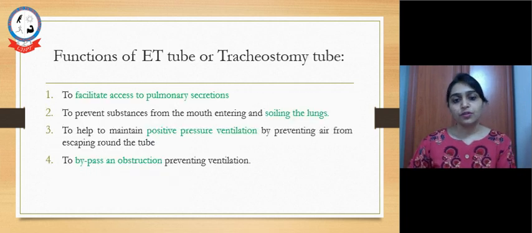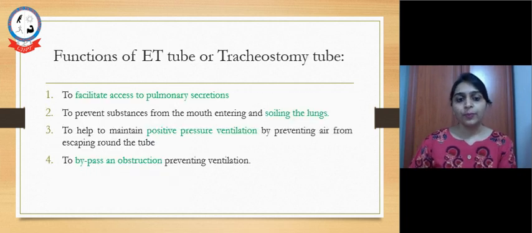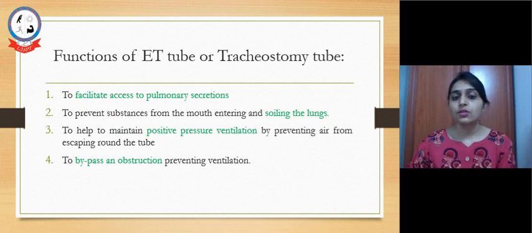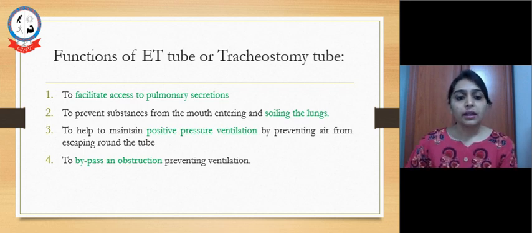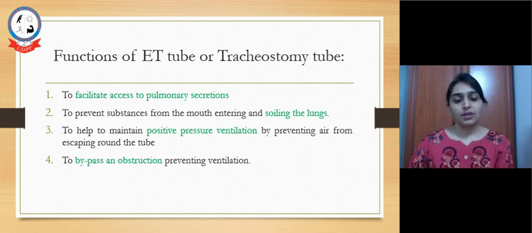What are the functions of an ET tube or tracheostomy tube? One, it facilitates access to pulmonary secretions. Second, it prevents substances from the mouth from entering and soiling the lungs, so there will be no chance of aspiration pneumonia. Then, it helps the patient maintain positive pressure ventilation by preventing air from escaping around the tube, and it bypasses an obstruction that is preventing ventilation.